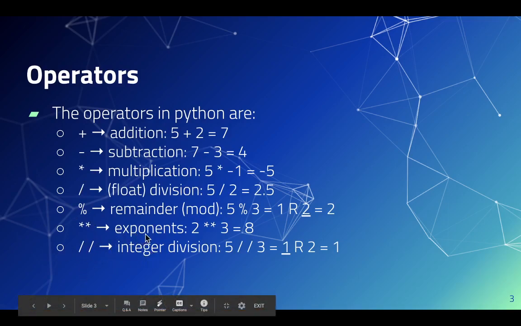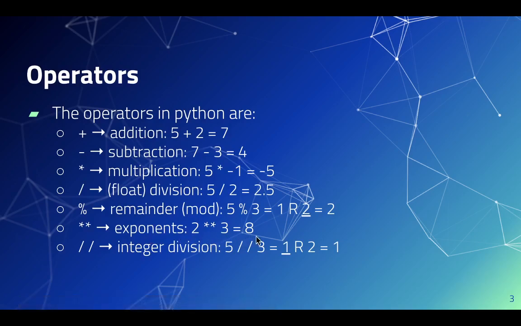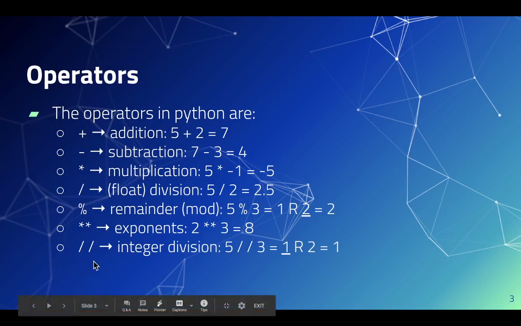Double slash is actually called integer division. So it'll only take the actual quotient. It won't take the remainder. So 5 divided by 3, even though it's technically 1.6 repeated, Python will only take the 1 part. It won't calculate the extra bit. So that's the difference between integer division and float division.